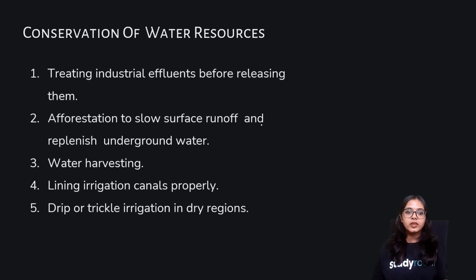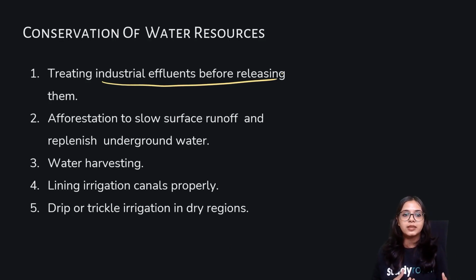All right, therefore, there are certain ways that we should and must adopt in order to conserve water. Firstly, we have to treat the industrial effluents that are coming out of the industries before directly releasing them into the water bodies, because these pollutants are not just contaminating the water source, but are also hampering aquatic life.